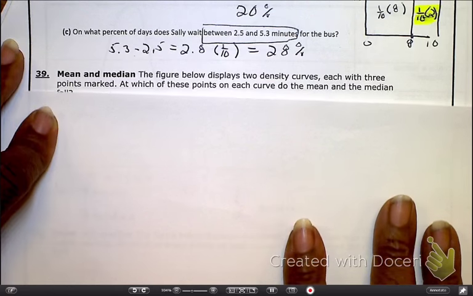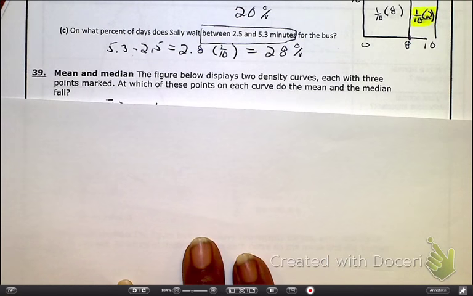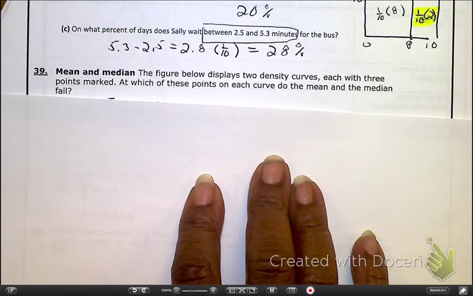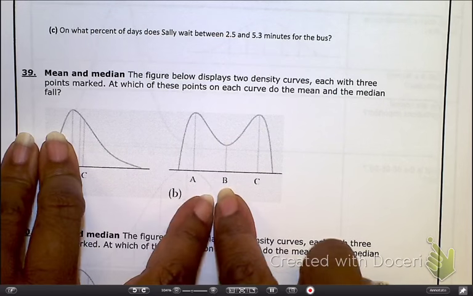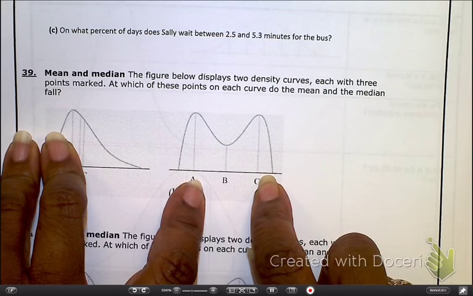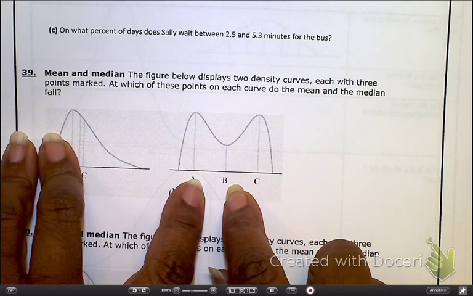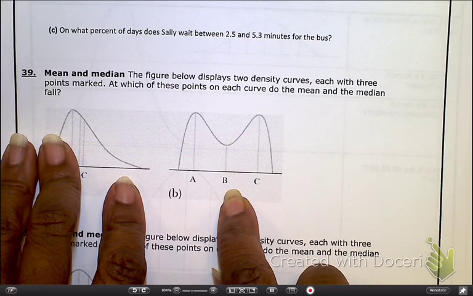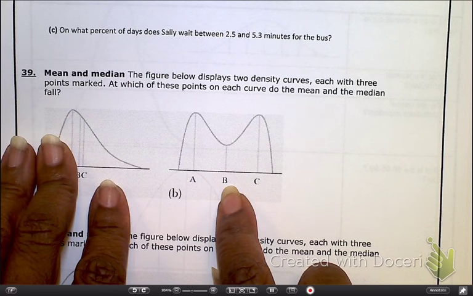Okay, now let's go ahead and read number 39. As we read 39, let's see how we can determine which is the mean versus the median. As we look at this, are you noticing that the left side equals the right? So what is the mean and the median for this problem? B. Because remember, whenever the mean equals the median, they are symmetric.